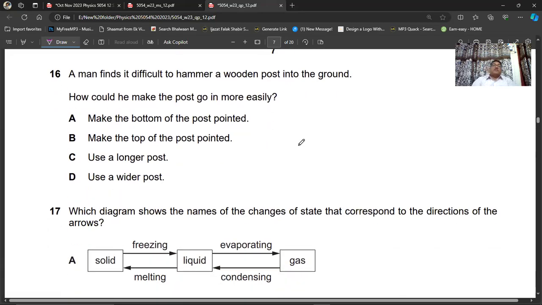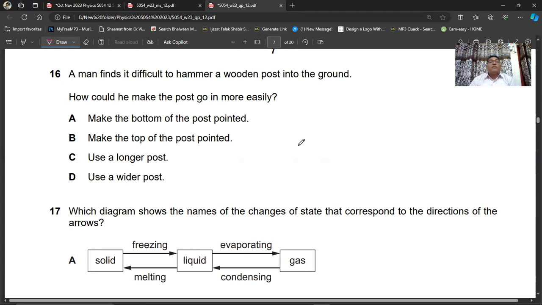Question number 16. A man finds it difficult to hammer a wooden post into the ground. How could he make the post go in more easily? If you want to use a hammer to put the post into the ground, that end of the wooden post must be pointed. The contact area of that end with the ground should be minimum. Then what will happen? The pressure will become maximum.